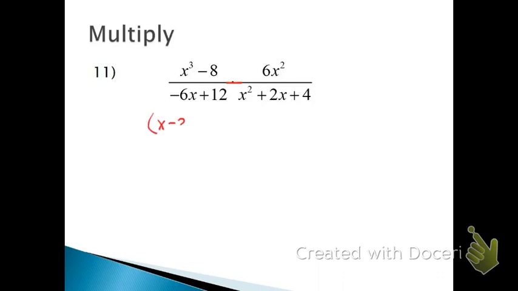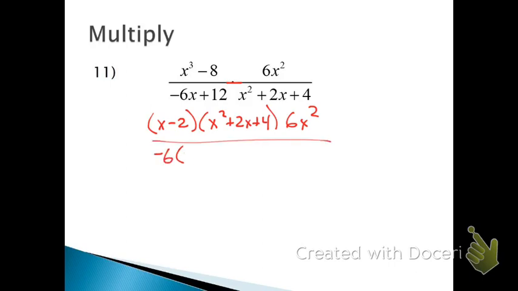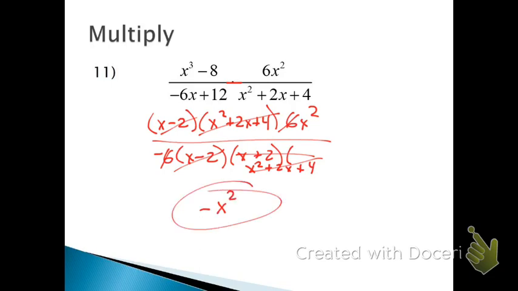All right, so x minus 2, x squared plus 2x plus 4. How am I doing? 6x squared. I'm going to take out a negative 6 to get x minus 2. That way I can cancel that, right? And then x plus 2. Wait a minute. No, forget that. How about right here, x squared plus 2x plus 4 right now? Boom, boom. And then boom, boom. Woo! Negative x squared.